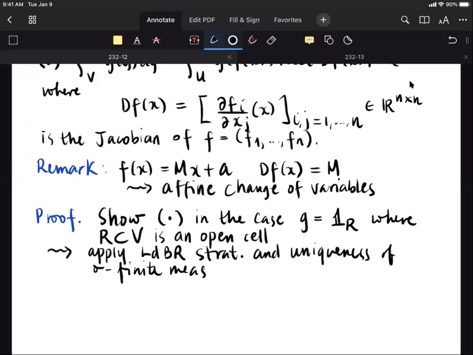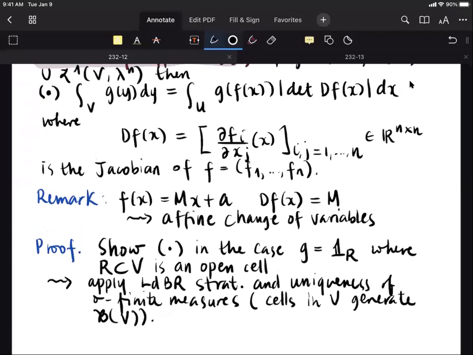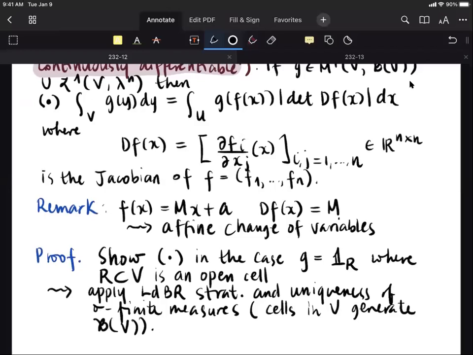Here, we would like to note that cells in V generate the Borel sigma algebra in V. So it is enough to consider open cells in V, since these cells generate the Borel sigma algebra on V, and you apply our uniqueness theorem for sigma finite measures to conclude that this formula is also valid for any Borel subsets of V. Therefore, in particular to characteristic functions over Borel sets in V.